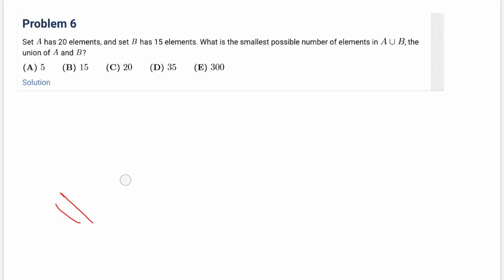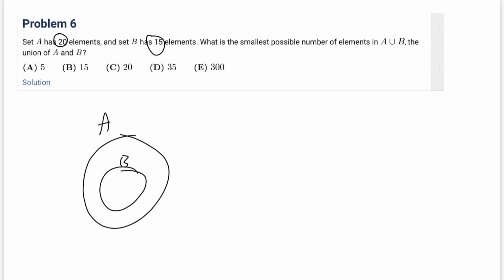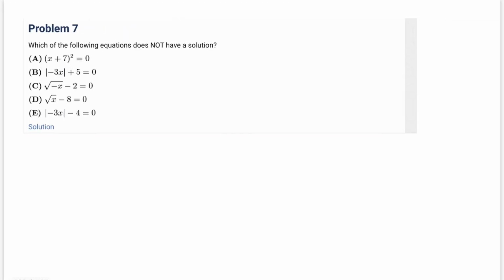So for there to be the smallest possible number of elements, with A has 20 and B has 15, since B has less than A, then the smallest possible number of elements must be if A is like this and then B is totally inside it, then the smallest possible number of elements will be just the number of elements in A, which will be 20. The answer is C.